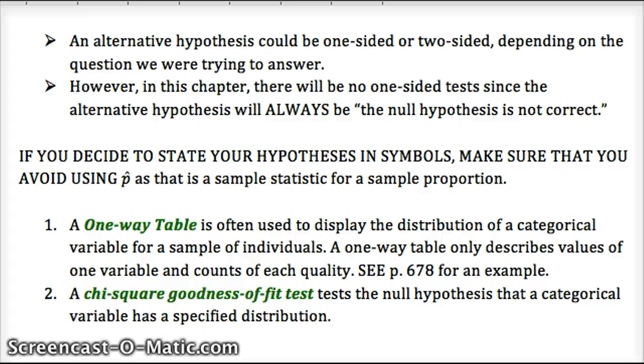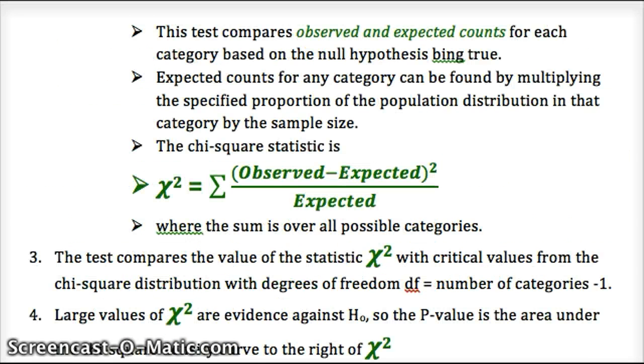The chi-square goodness of fit test tests the null hypothesis that a categorical variable has a specific distribution, and that would be the one that's specified in the null hypothesis. So we're comparing what we would expect to what we observe, based on the assumption that the null hypothesis is true. Expected counts for any category can be found by multiplying the proportion of the population distribution in that category by the sample size. So if I expect that 10% of a bag of 100 candies are red, then my expected count would be 0.1 times 100, or 10. I'd expect to have 10 of them. If I expected that 11% would be red, then it'd be 0.11 times 100, or 11 of them.